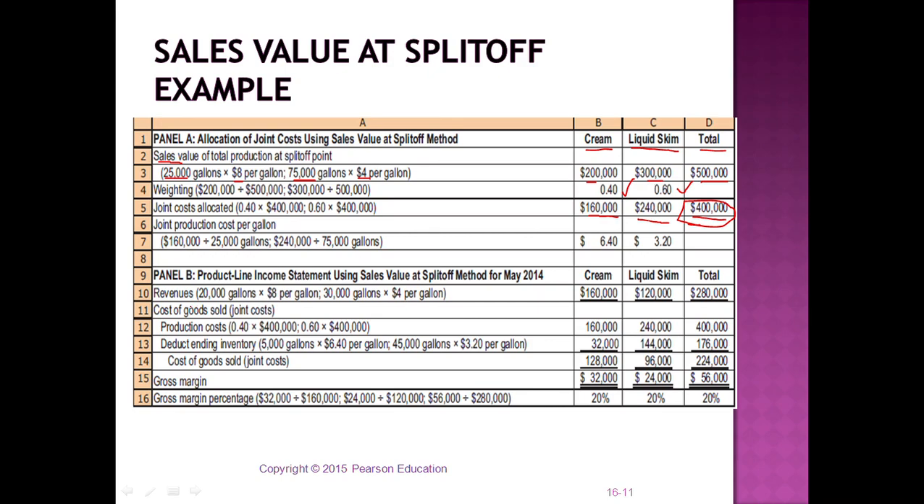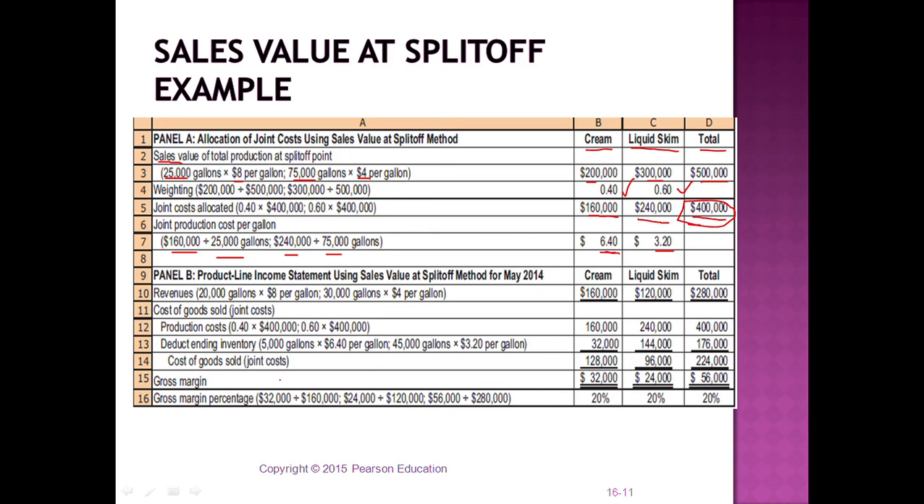If we were to calculate the joint production cost per gallon, then I could say 160,000 divided by 25,000 gallons, which was for cream, that is $6.4, and 240,000 divided by 75,000 gallons is $3.2 per unit. Okay, so the per unit cost allocated is 6.4 for cream and 3.2 for liquid skim. So if we were to prepare, let's say, the income statement, revenue minus cost of goods sold would give you gross margin. And how would you calculate the gross margin percentage?